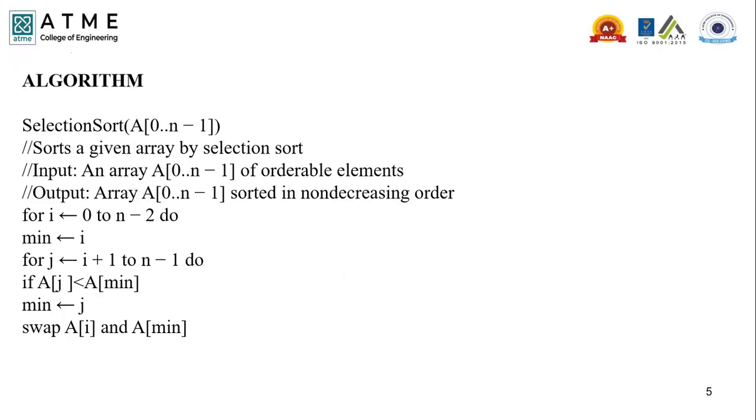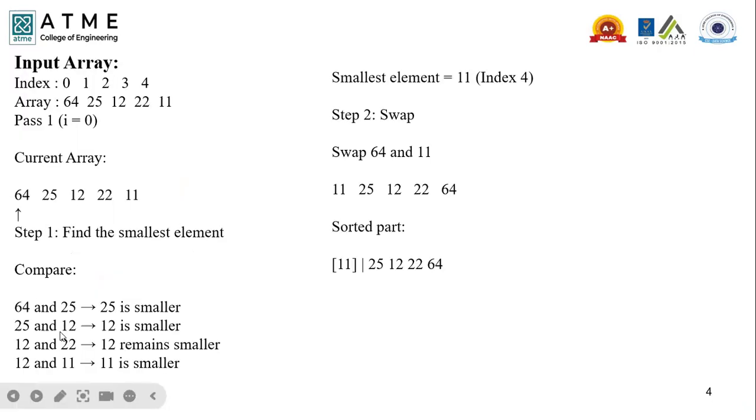This is the given algorithm, where the input is the array and the output is the sorted array in non-descending order. Now, i goes from 0 to n minus 2, because we are not going to compare the last element again. The first element is selected as minimum. Next, the j value starts from i plus 1, that means the second element. So i is pointing here and j will be pointing here to 25.